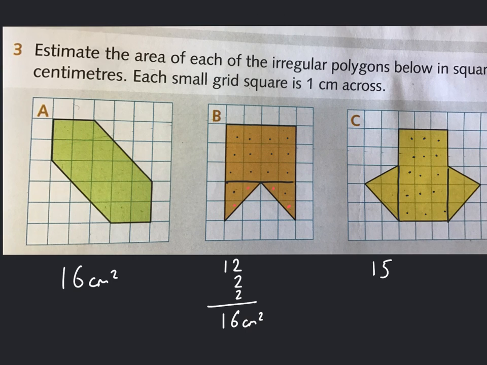Any other whole squares in my shape? Yes, so I can see there's one here. So there's another whole square and also one here. So that's 2 more whole squares to add on.